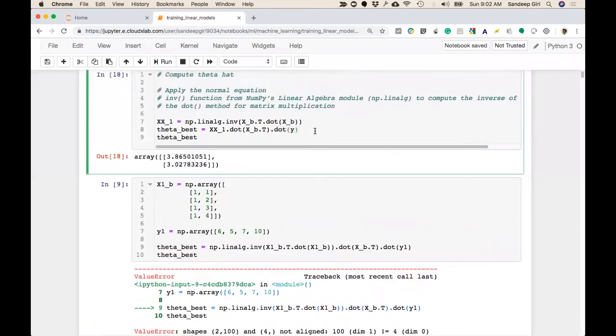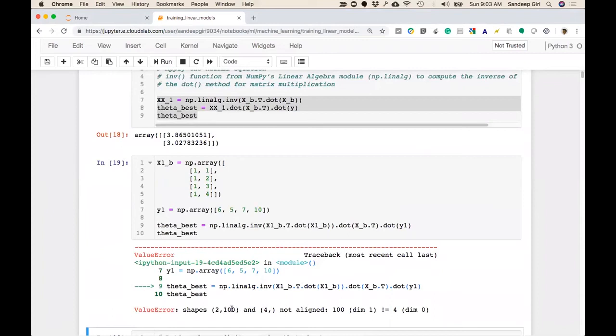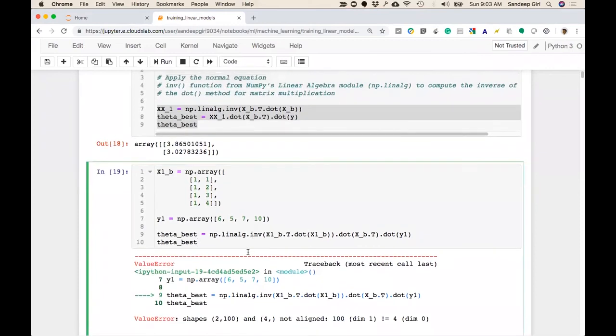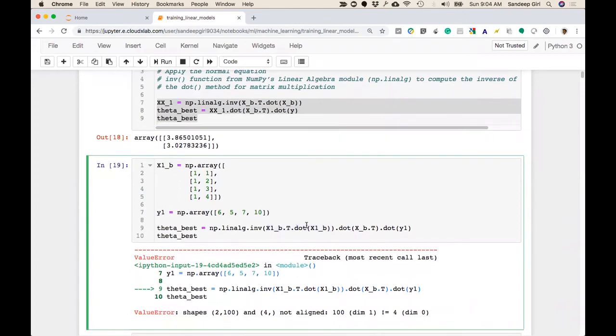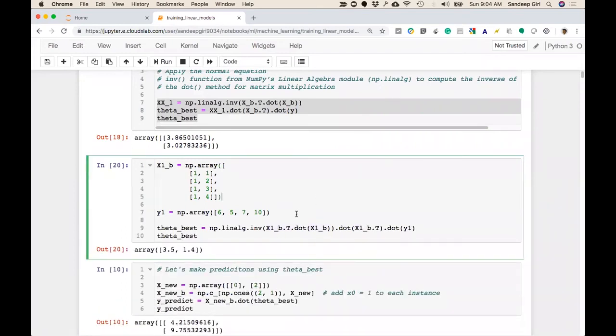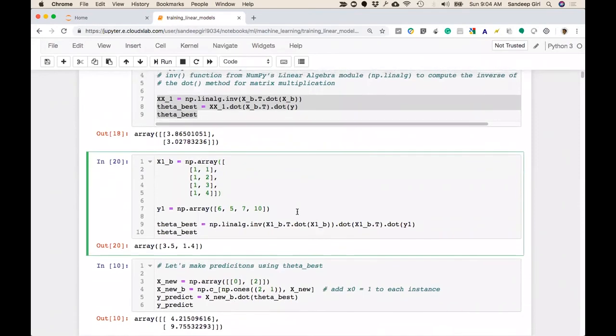Okay, so you could try this out. It says that the value 204 is not aligned here, right? So probably, I see. The reason is that we have defined x1b here, and we have y, which is 4 values. So we are saying xb dot x1b, right? Oh, I think the error is this.